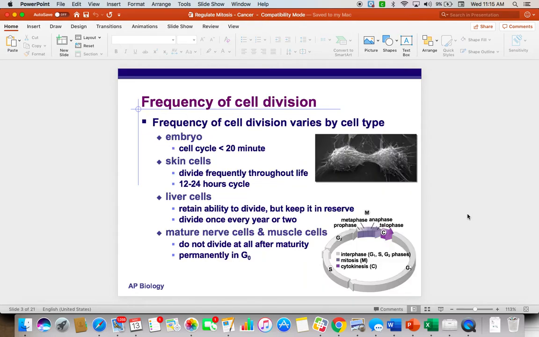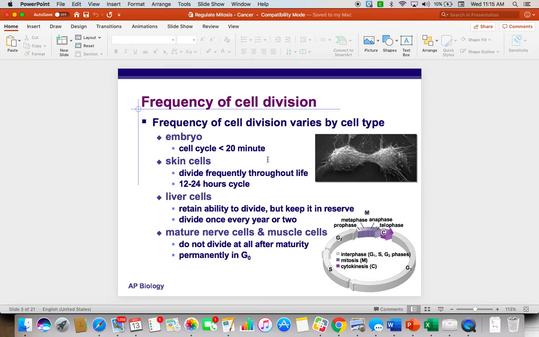This is an interesting slide that just answers a few questions that you may have already been thinking about. How often do cells divide? Different cells do divide at different rates. If you look here, cells in an embryo, so this would be an unborn baby, can complete the cell cycle in less than 20 minutes. Those cells are dividing very fast. And just think about how fast development occurs in organisms.